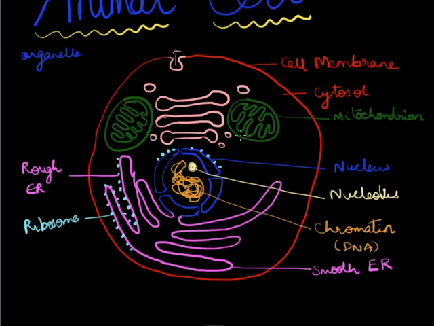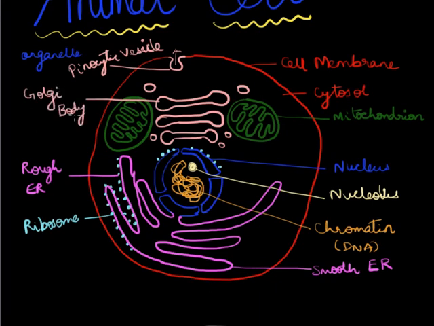Okay, so this vesicle is called the pinocytic vesicle. I spelled this wrong. Vesicle, right? And this is the Golgi body or the Golgi apparatus.